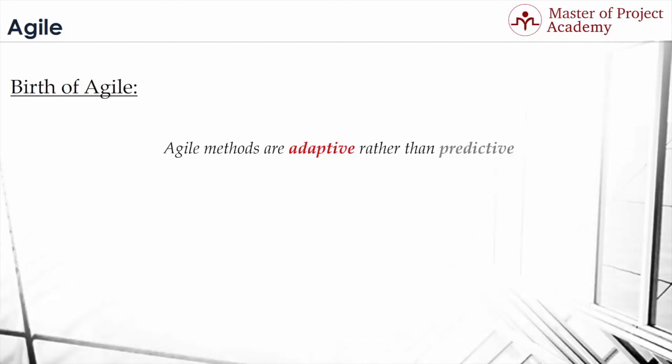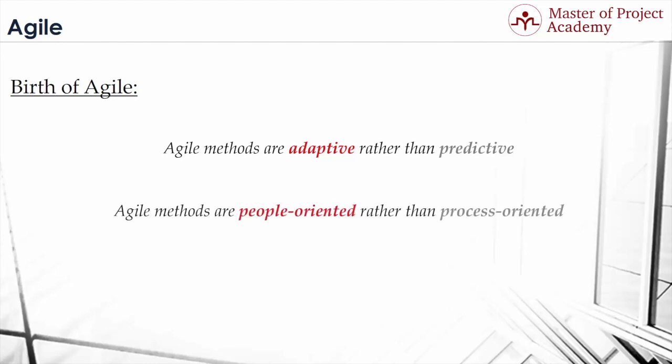The second fundamental aspect of the Agile philosophy that differs from the conventional project management methodologies is, Agile methods are people-oriented rather than process-oriented. Agile methods focus on people and respectively on the deliverable features or parts of the software. However, conventional project management methodologies follow sets of processes to follow in order to complete each phase of the project.